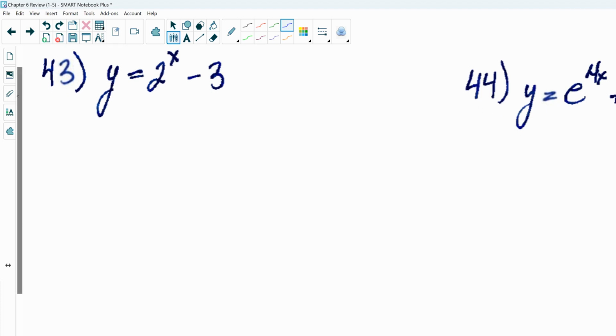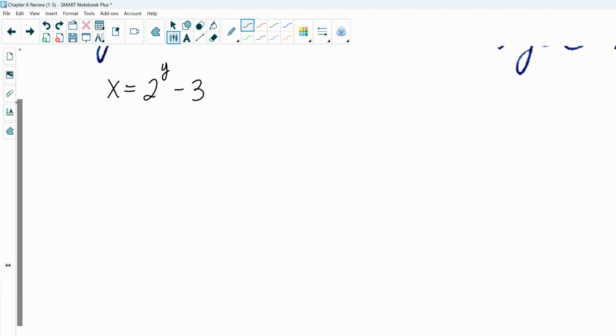43. 43 and 44 are similar. They're a little different than the first. But our first main step still stays the same. We switch x and y. x is equal to 2 to the y minus 3. Now, the main difference with this one is that we do need the 2 to the y by itself before we can change it to logarithmic form. So that means we're going to have to add 3, giving us x plus 3 is equal to 2 to the y.